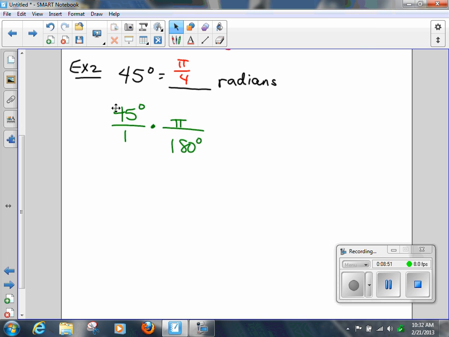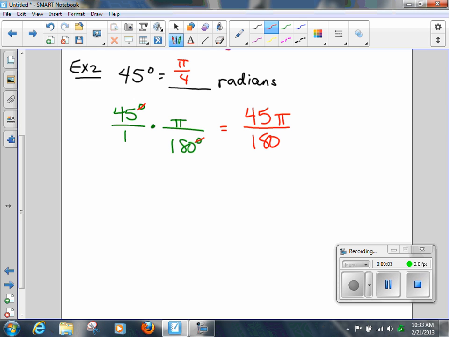Now, if you don't know that 45 goes into 180, then here's what you need to do. First of all, my degrees cancel. So now I'm in terms of radians. And some of you will not see this, and that's fine. Multiply across, and you got 45 divided by 180. Folks, put this in your calculator. It'll just make it easier and quicker. 45 divided by 180. Enter.